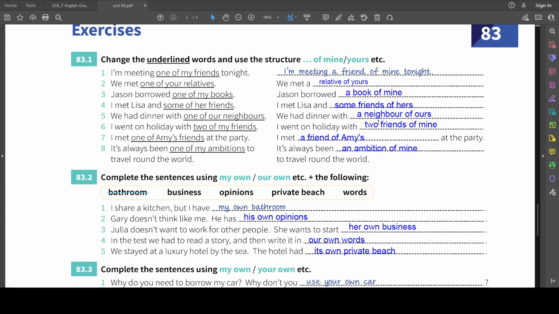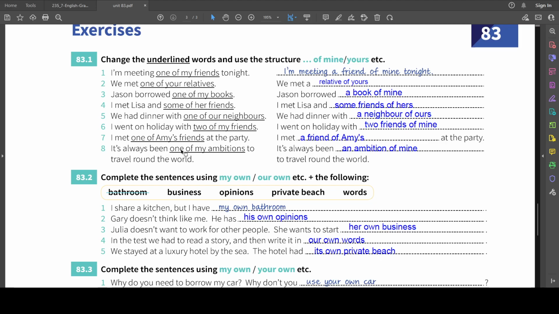I don't know. Maybe you can answer this question. Which one do you find more natural? Which one do you think is most common in spoken English? Maybe you can leave your comment below in the comment section. So let's continue. I met one of Amy's friends at the party, or I met a friend of Amy's at the party.